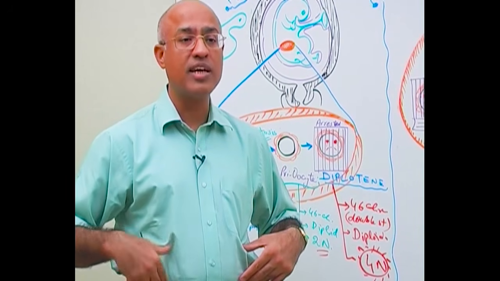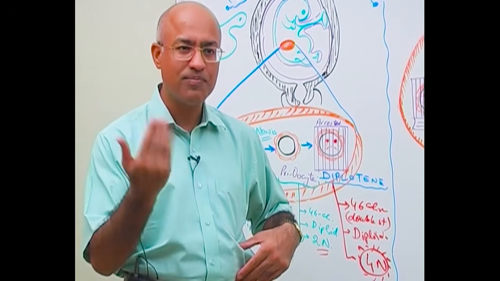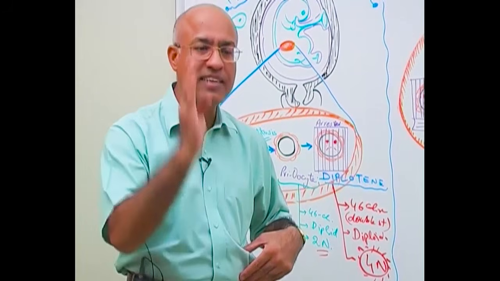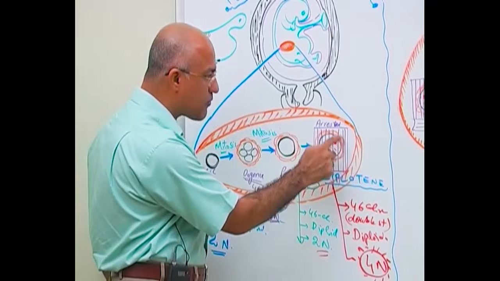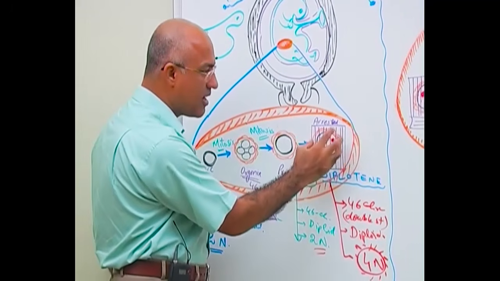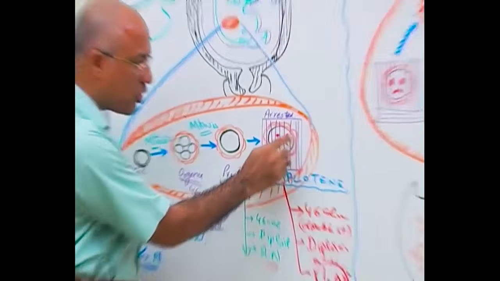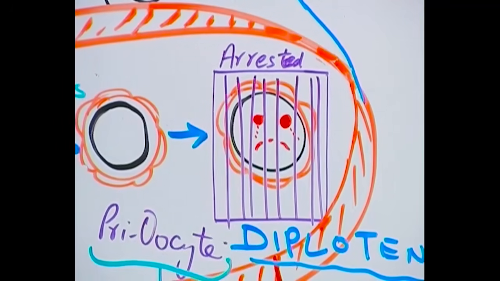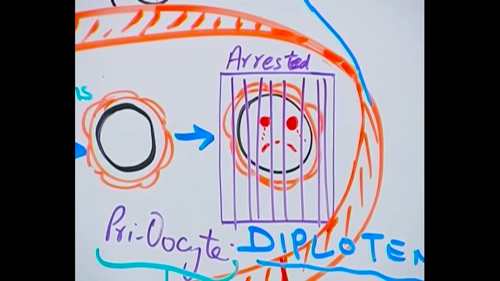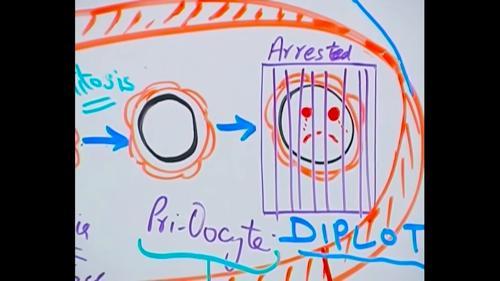All the primary oocytes have started, guess what? The first meiotic division, but are arrested at the diplotene stage. And all the primary oocytes are surrounded by flat epithelial cells. You know this: when a primary oocyte is surrounded by flat epithelial cells, this is called a primordial follicle.